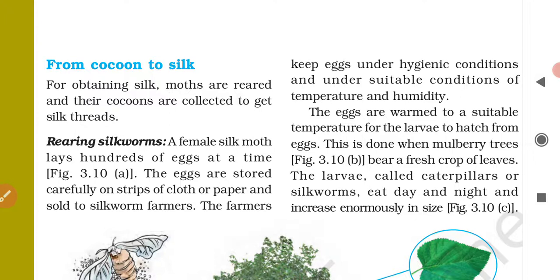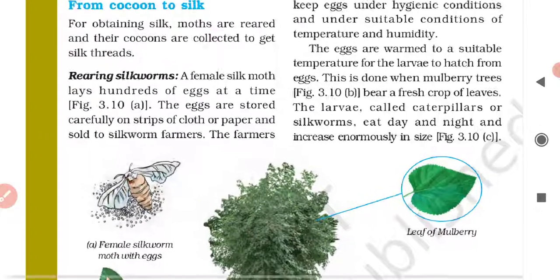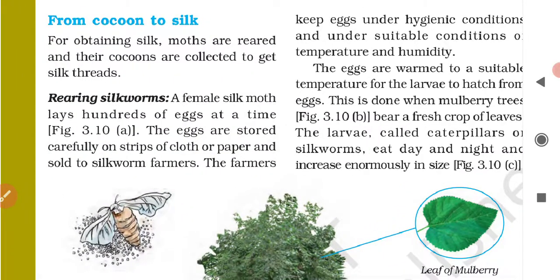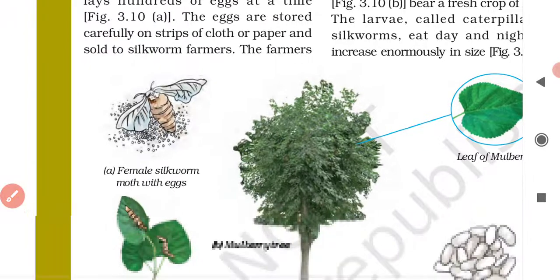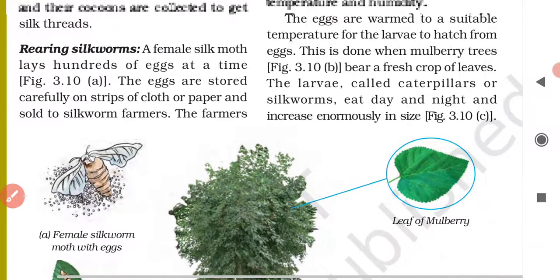We will now describe the rearing of silkworms, processing of cocoons to obtain the silk fibers, and making of silk fabrics or silk cloth from silk fibers. So let's begin. Rearing silkworms. As mentioned already, a female silk moth lays hundreds of eggs at a time, as shown here also.